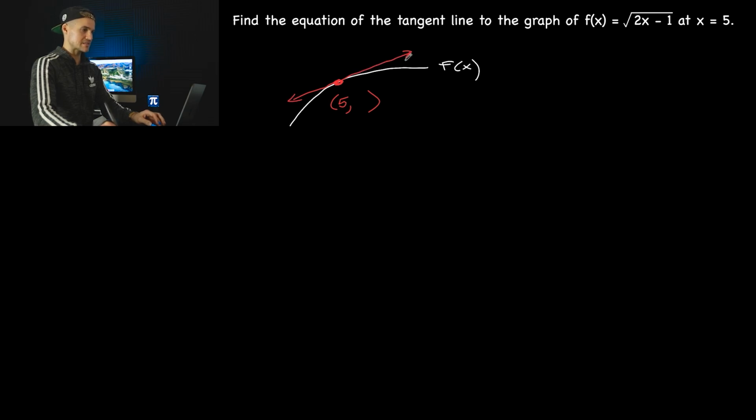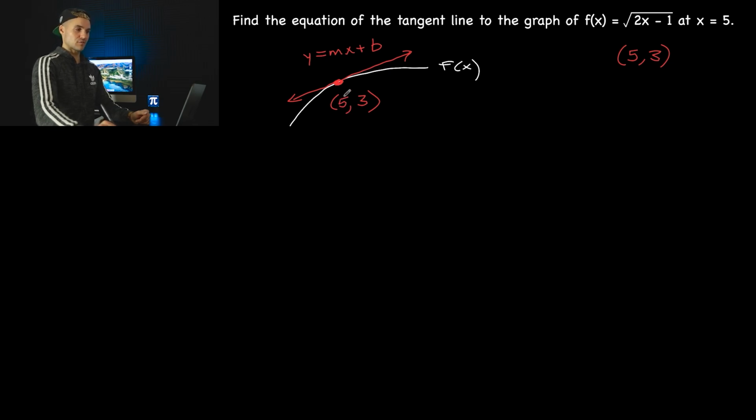Touching the function. And basically, we have to find the equation of that tangent line, which, because it's a line, is going to be in the form y equals mx plus b. Now notice here that they give us the x value of 5. They don't give us the y value. So if we wanted to get the y coordinate of this point, we can plug in that x value of 5 in the function. 2 times 5 minus 1 would give us 9. Square root of 9 gives us 3, right? So this entire point would be 5 and 3.